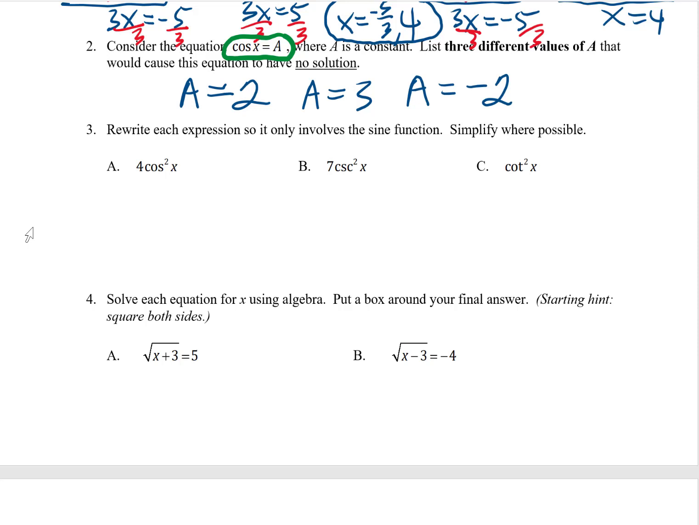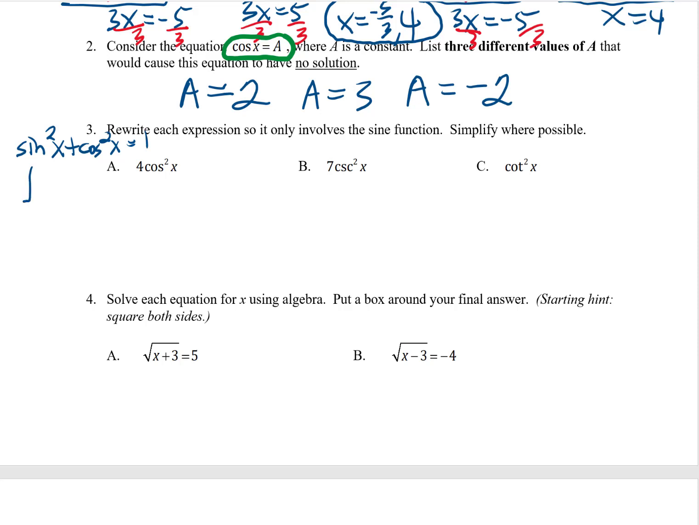Problem number 3, we want to rewrite each of these expressions so only sine is used of our 6 trig functions. We will simplify as long as we keep everything only with sine. So when I look at this first one in part A, I see a cosine squared x, and I'm immediately drawn to the Pythagorean identity. Sine squared plus cosine squared equals 1. Of course, I just have cosine squared x.